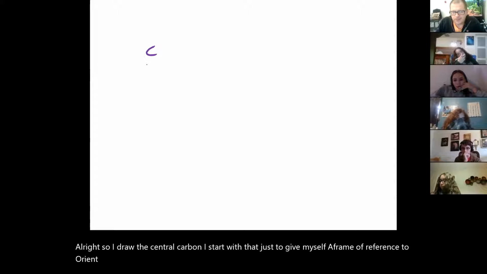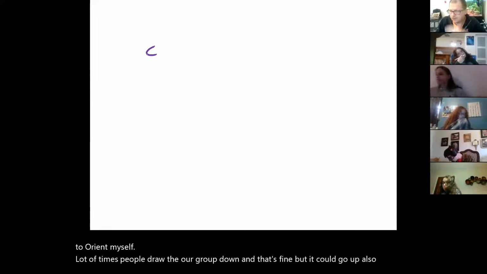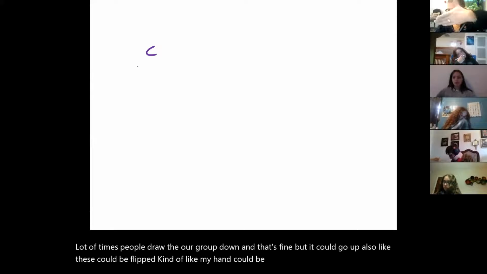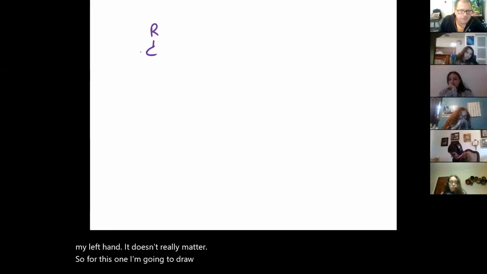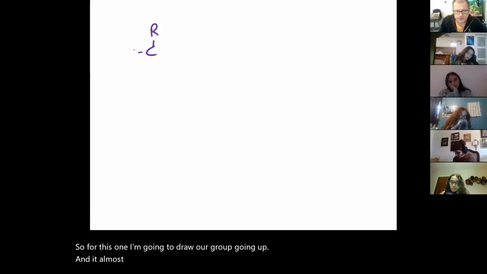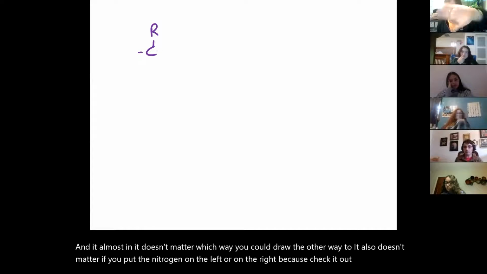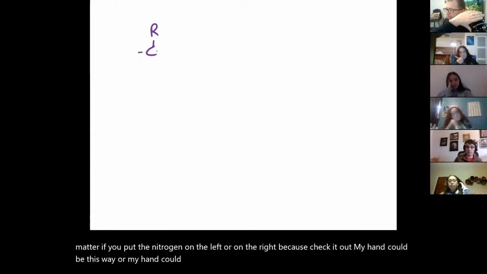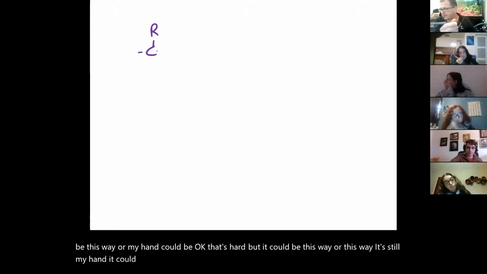A lot of times people draw the R group down, and that's fine, but it could go up also. Like these could be flipped, kind of like my hand could be this way or it could be this way. It's still my left hand. It doesn't really matter. So for this one, I'm going to draw the R group going up. And it doesn't matter which way you start. You could draw it the other way too. It also doesn't matter if you put the nitrogen on the left or on the right, because check it out, my hand could be this way, or my hand could be this way or this way. It's still my hand. It could be oriented either way, or the pen could be in this direction or in this direction. Same thing with the amino acid.